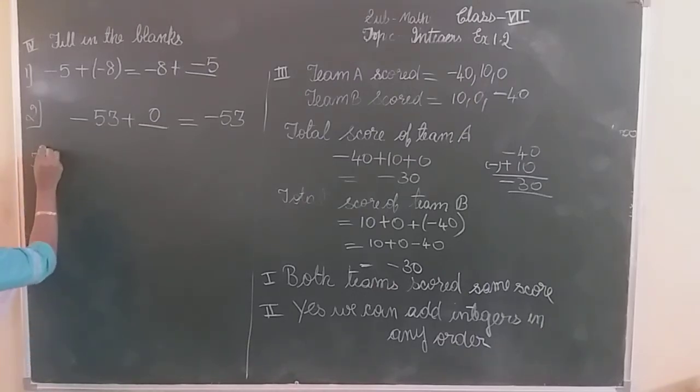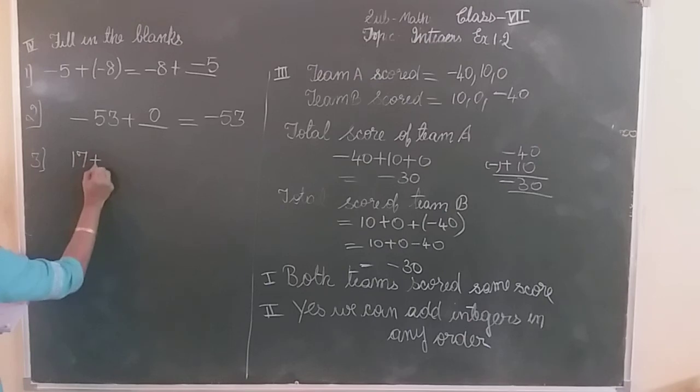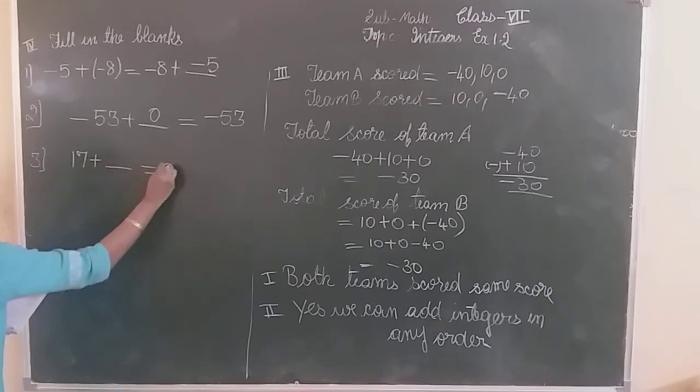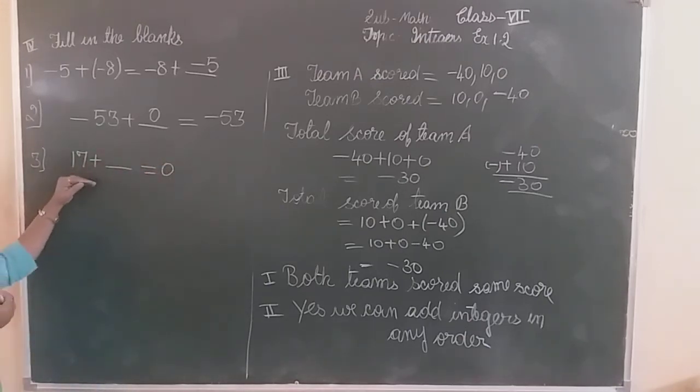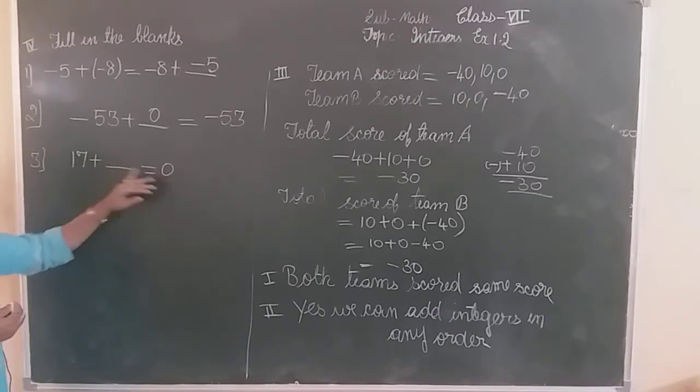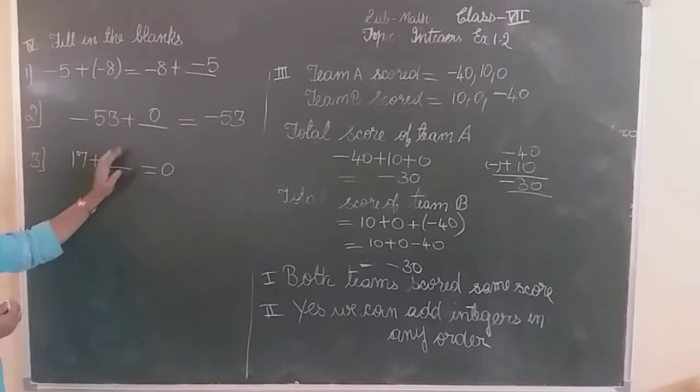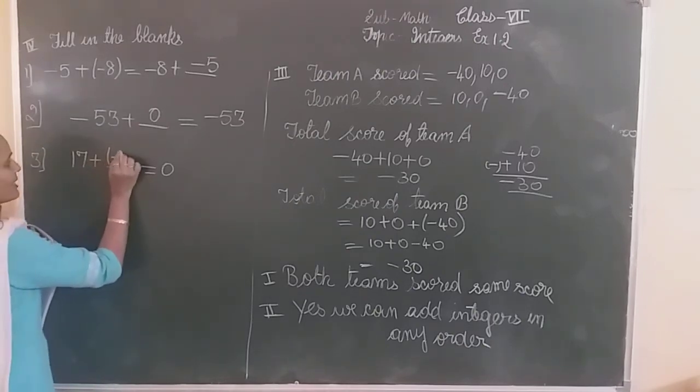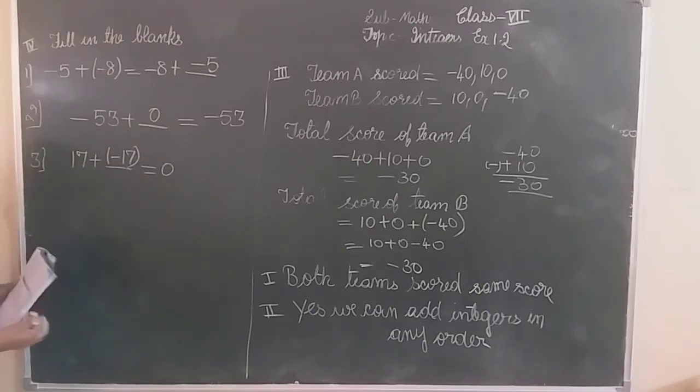Third one, 17 plus dash gives you 0. See, you have to subtract the same number. When you are subtracting the same number only, you get the answer as 0. But if you put only 17, then here you have addition. So when you add 17 plus 17, it is naturally 34. But if one is positive, the other same number will be a negative number. So here the number will be minus 17. Okay. Next.